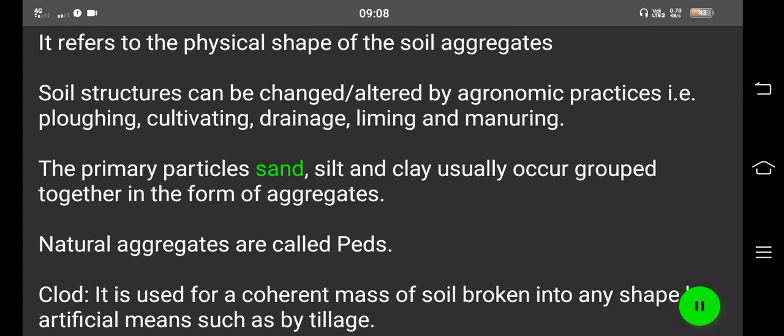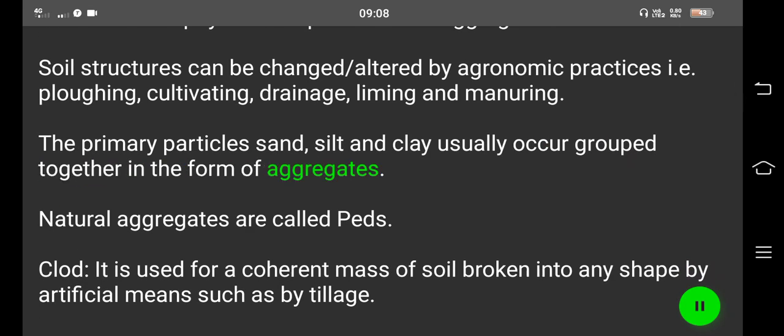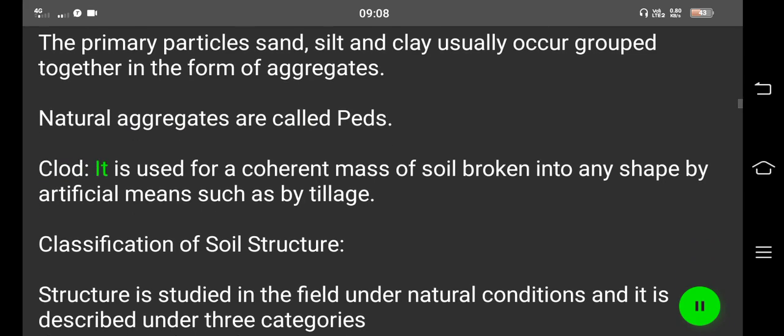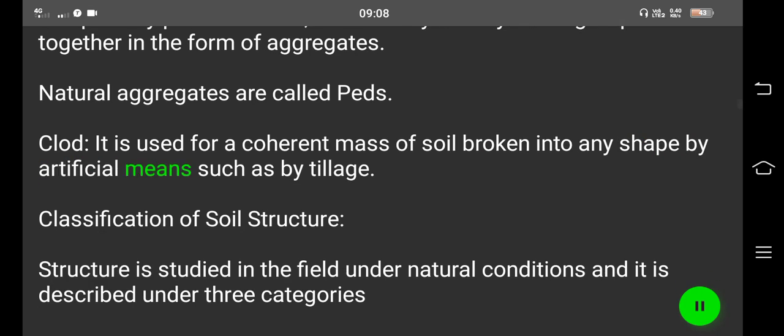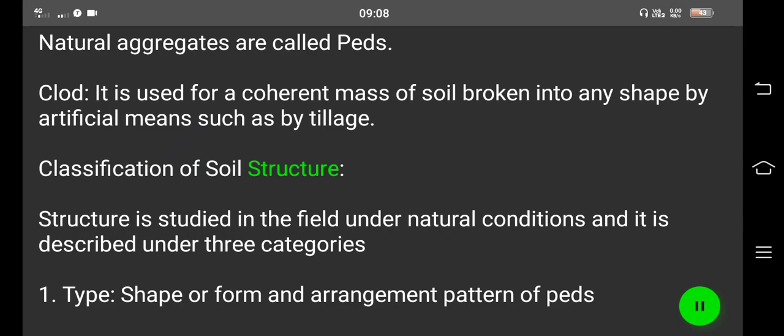The primary particles sand, silt and clay usually occur grouped together in the form of aggregates. Natural aggregates are called peds. Clod is used for a coherent mass of soil broken into any shape by artificial means, such as by tillage. Classification of soil structure.